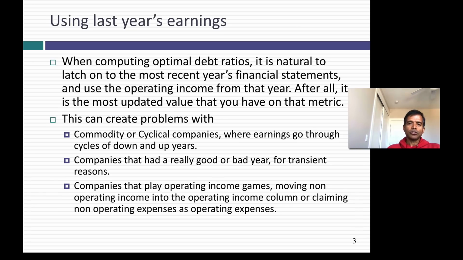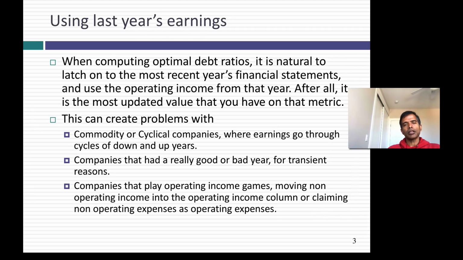Now comes the catch. When I ask you to compute the optimal debt ratio for your company, open up last year's financials. Why? Because it's the most current numbers. Use last year's operating income to come up with the optimal debt ratio for a company. You might say, so what? Well, for many companies, last year's operating income might not be a good indicator of how much you should be borrowing, and here are some of the reasons.